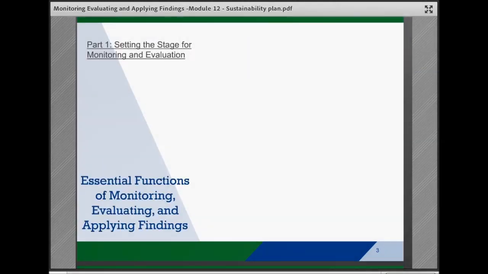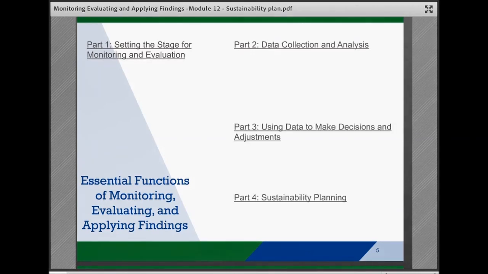It does this by providing step-by-step guidance to strategize and develop a plan for evaluation, collect and analyze data and consider fidelity and costs, and then use results to make decisions about ongoing efforts and sustainability. The brief is broken down into 4 parts and 11 essential functions or tasks.